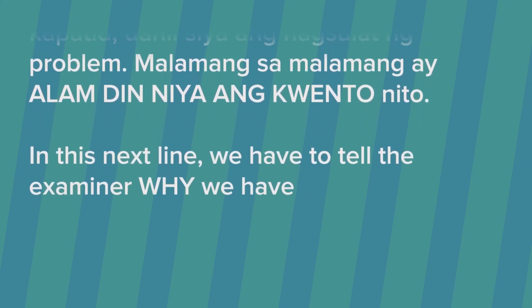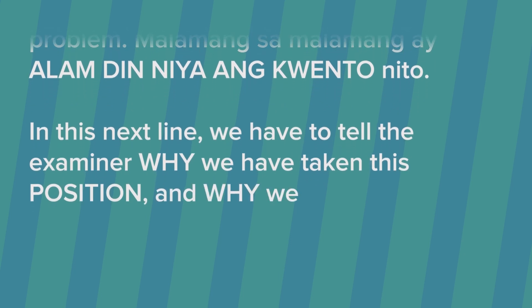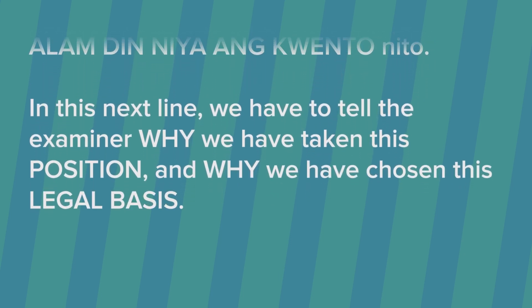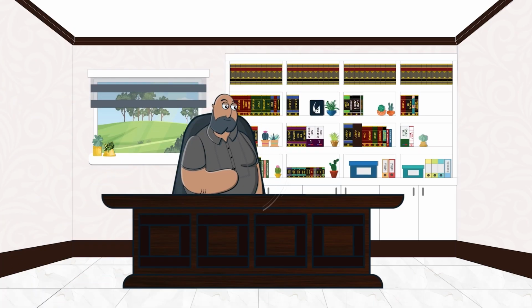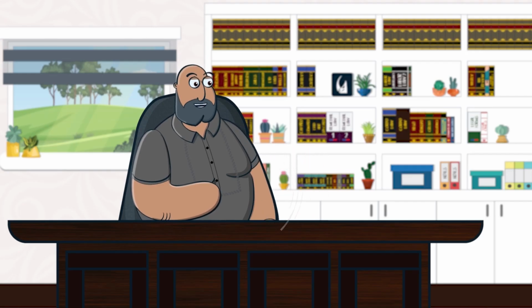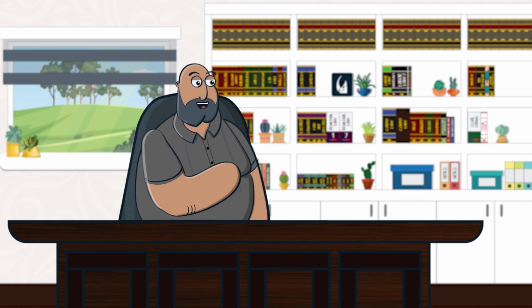In this next line, we have to tell the examiner why we have taken this position and why we have chosen this legal basis. We have to give back to the examiner what he or she needs. It's our chance to say, I see what you did there. We do this by arguing why we are correct. In effect, we need to sell to the examiner why we are correct.